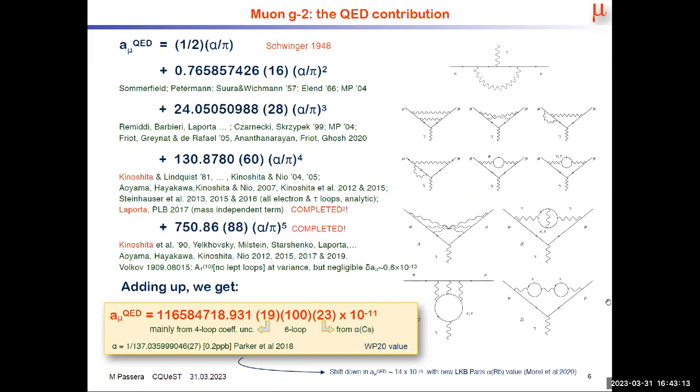This is going to two loops. Already at two loops, there are a few more diagrams. It's not only one diagram. When you go to three loops, there are many diagrams. And then four loops and five loops. We're talking about thousands of diagrams. Okay.